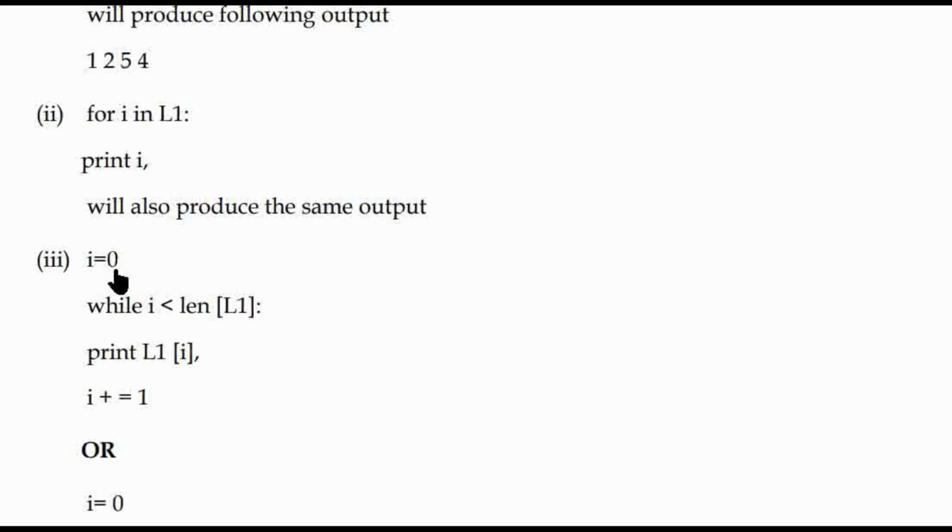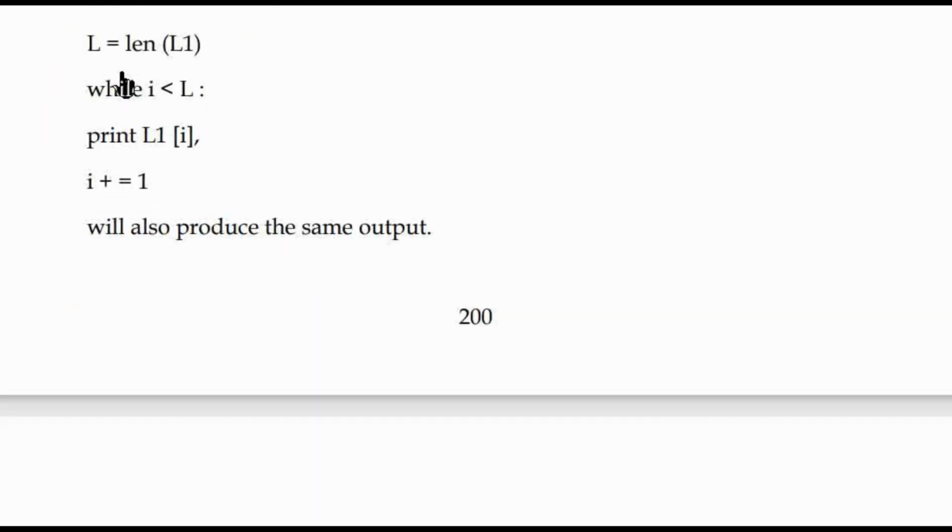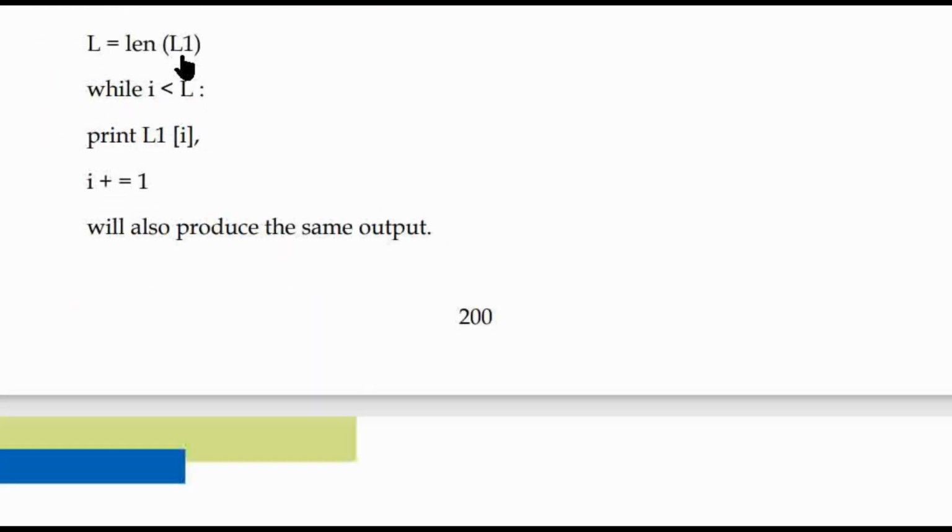i = 0, while i < len(L1): print L1[i], i += 1. Or i = 0, l = len(L1), while i < l: print L1[i], i += 1 will also produce the same output.